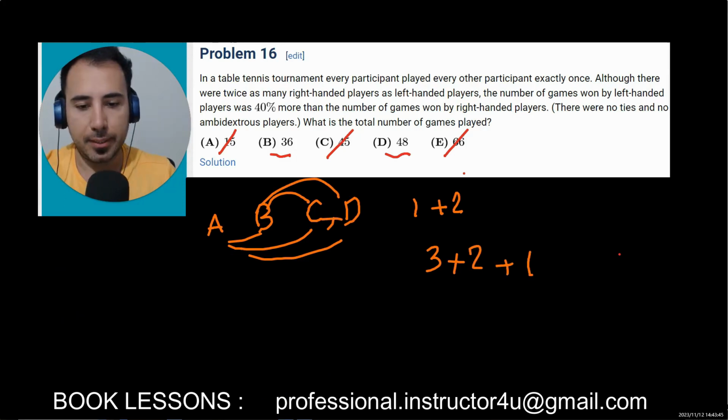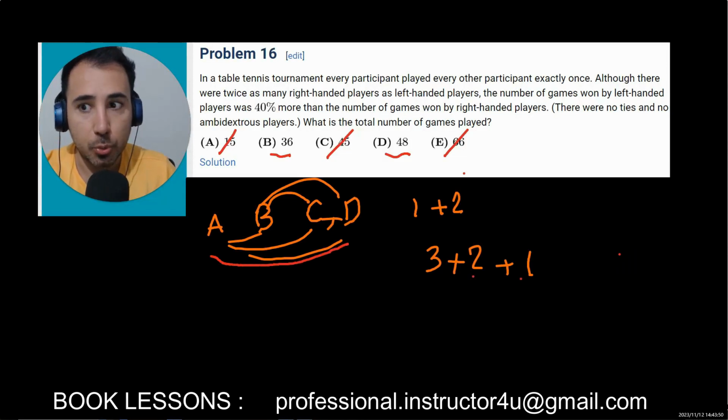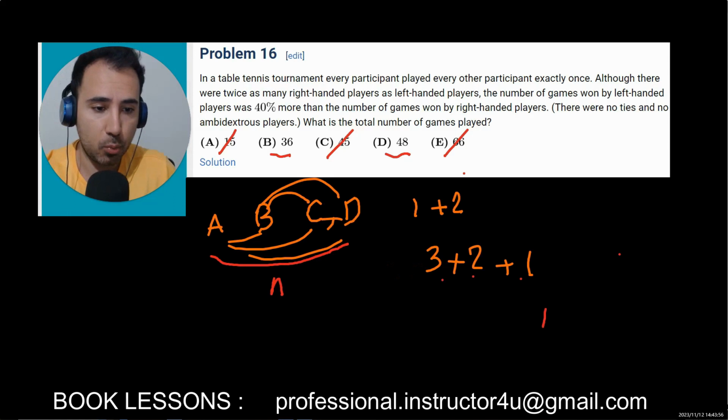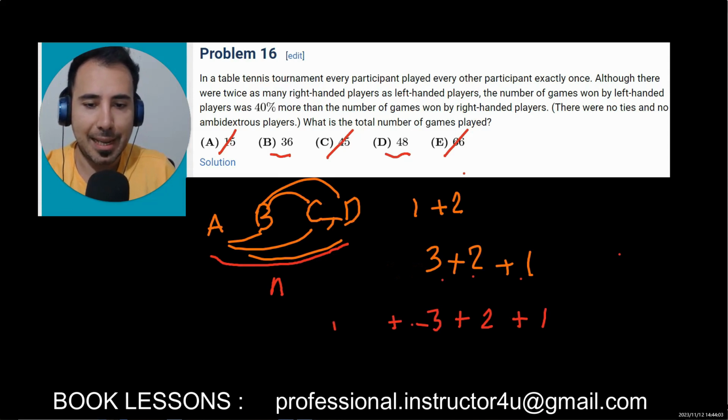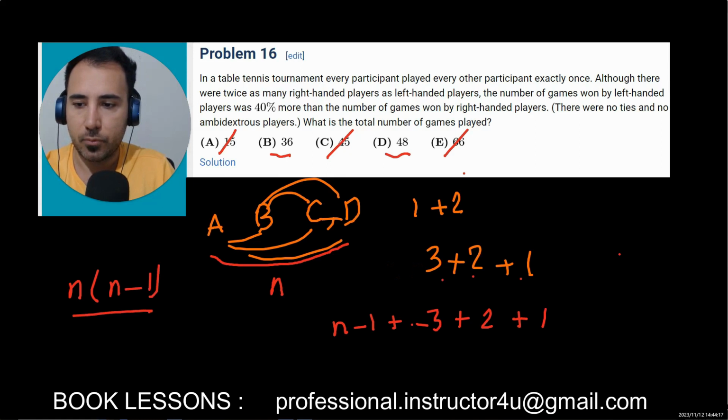Now pay attention to one thing. When we have 4 participants, it's going to be 1 plus 2 plus 3, not plus 4. This 4 is missing. So if we have n players, it's going to be 1 plus 2 plus 3 all the way to n minus 1. What would be the general formula for this? It will be n multiplied by n minus 1, divided by 2.